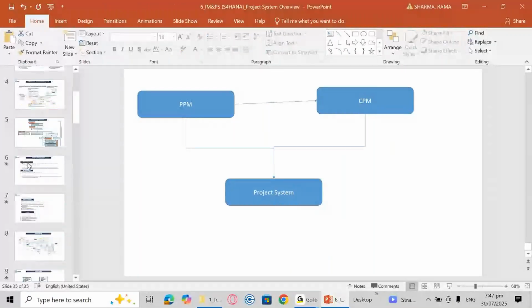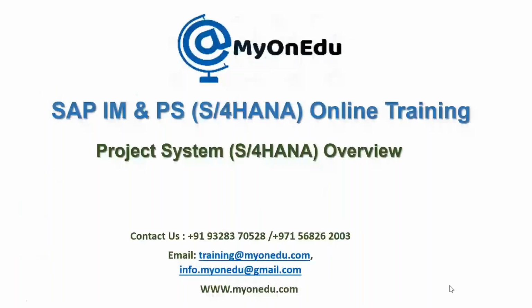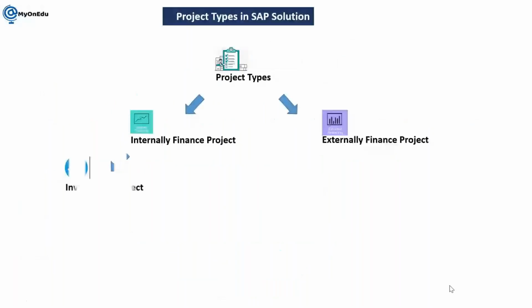So let me start by summarizing what we have covered so far and what we have in the project system. We have two types of projects. One is internally financed, another is externally financed. Internally financed has investment projects and overhead cost projects, and externally financed projects are customer projects.